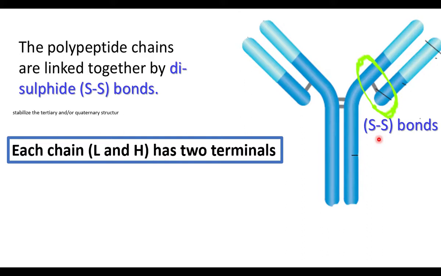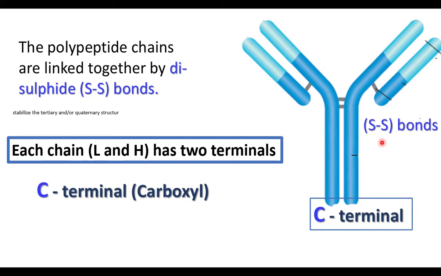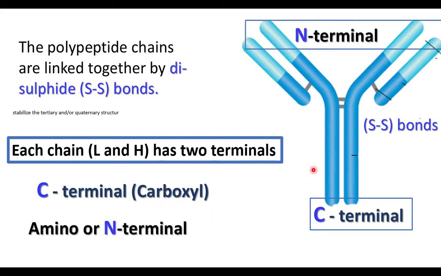Each heavy chain and light chain has 2 terminals. One is the C terminal or carboxyl terminal. This is called the constant region. These regions are similar in various antibody molecules. So this is the constant region, or C terminal, or carboxyl terminal. And the other end is the amino terminal, N terminal, or variable region. These regions have variation in different antibody molecules. This region gives specificity to the antibody molecule. A particular antibody recognizes a particular antigen. This is because of the N terminal.